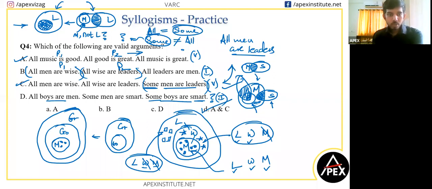So anyone who's not understood this one? These are slightly longer. They are not difficult. It's just one argument, two premises, one conclusion. But it takes time.